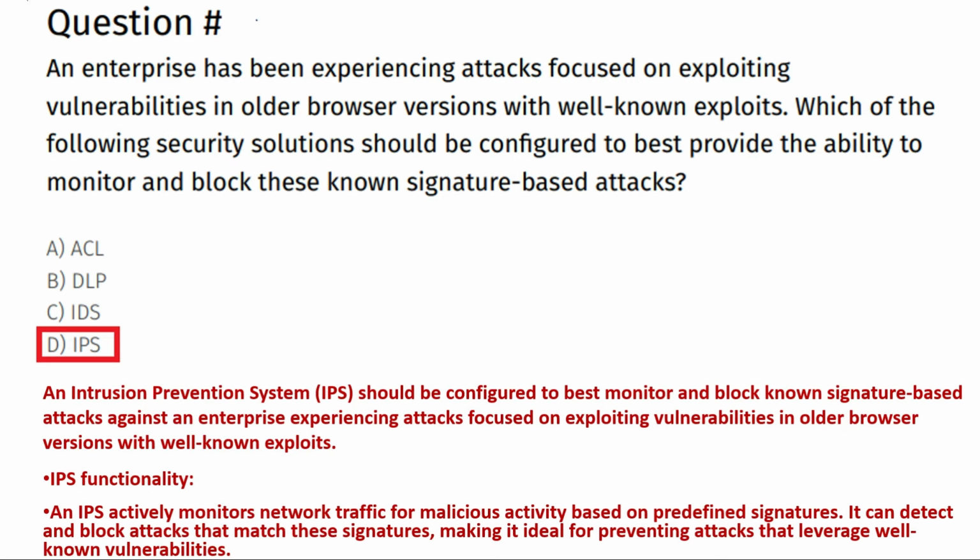So IPS, an intrusion prevention system, should be configured to best monitor and block known signature-based attacks against an enterprise experiencing attacks focused on exploiting vulnerabilities in older browser versions with well-known exploits. So IPS functionality is, an IPS actively monitors network traffic for malicious activity based on predefined signatures. It can detect and block attacks that match these signatures, so making it ideal for preventing attacks that leverage well-known vulnerabilities. So that's why the correct answer for this question is option D, IPS. So let's move to the next question.